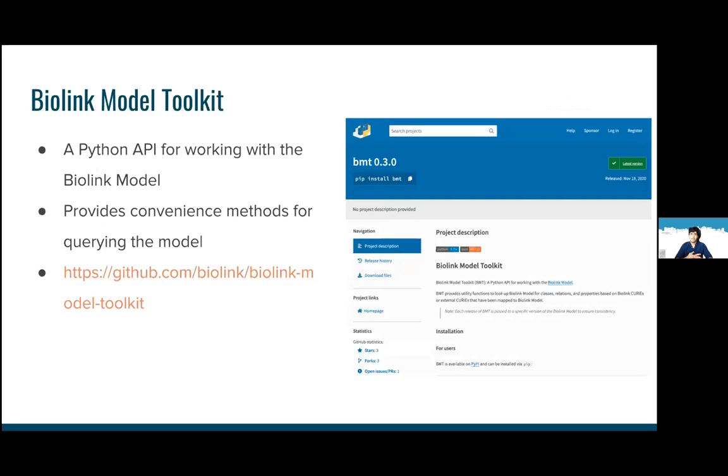The next tool is the Biolink Model toolkit, which is a Python API for working with the model. It provides convenience methods for querying the model. For example, if you want to come in with an external ontology term and then find a Biolink class that is mapped to that term, the Biolink Model toolkit is what you would be using to do that lookup.